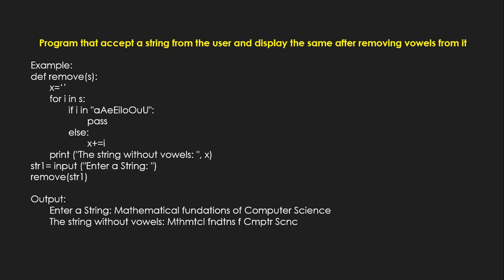Foundations of computer science. What does it do? It removes all the vowels and prints only the consonants and not the vowels. So if the character that you separate out from the string is equal to a vowel, you don't do anything, you just pass. If it is not equal to a vowel, you print it out.